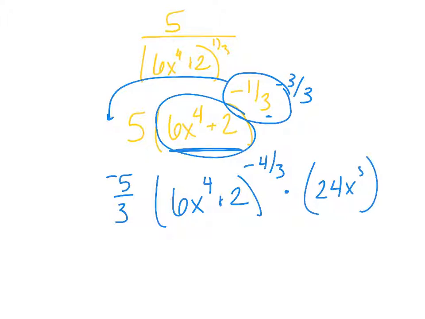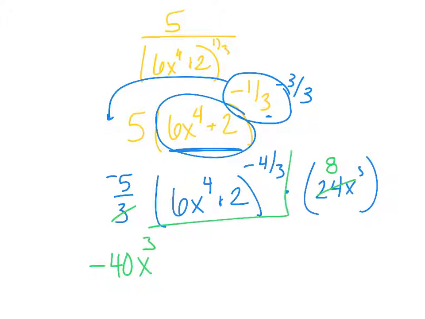Okay, so now I just need to multiply. So the calculus part's done. I'm just going to clean up and multiply. This is being raised here to a power. So there's nothing I can do with that. I can multiply this term and this term together. So when I do that, 5/3 times 24, 3 goes into 24 8 times. So 5 times 8 is 40, so that's negative 40x cubed.